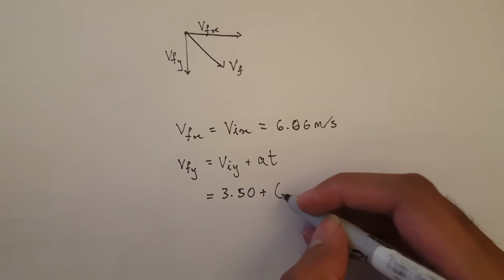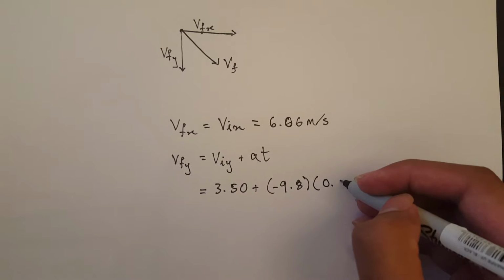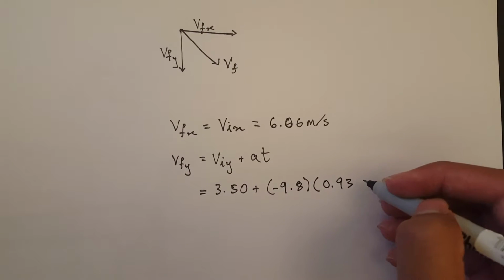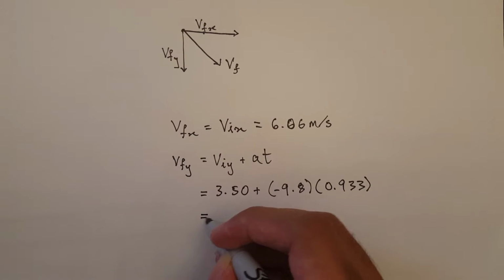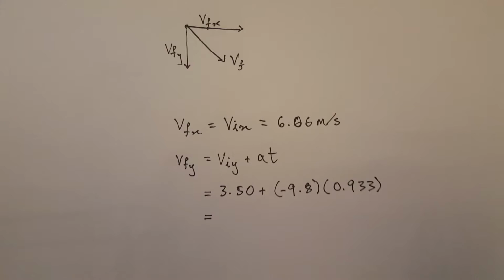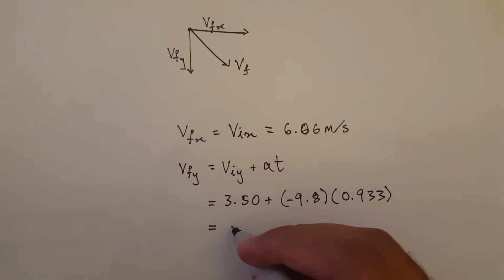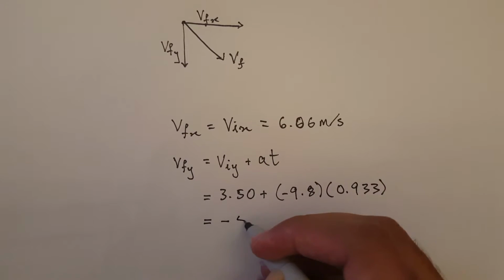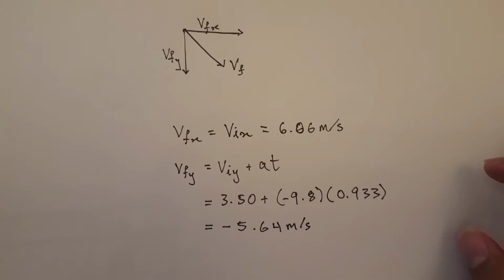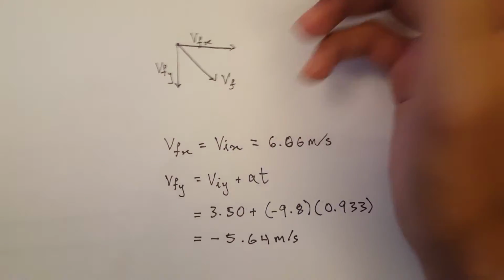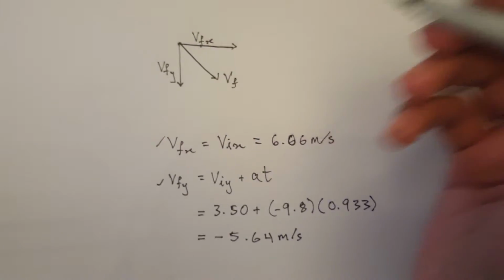plus negative 9.8 times 0.933. Okay, so from there we input the values into our calculator and we find that the final velocity of y is actually negative 5.64 meters per second.